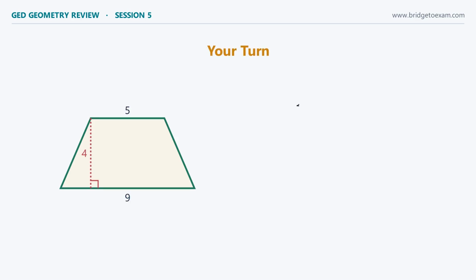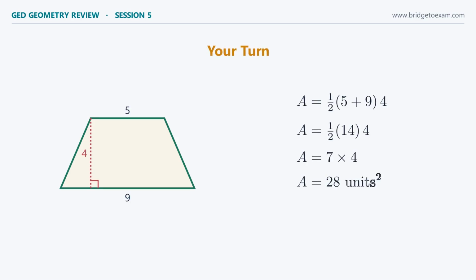One more for practice. The bases are 5 and 9, and the height is 4. 5 plus 9 is 14. Half of 14 is 7. 7 times 4 is 28 square units.